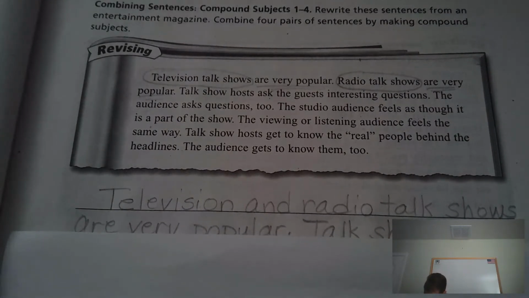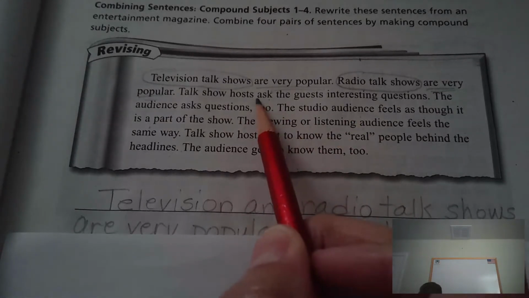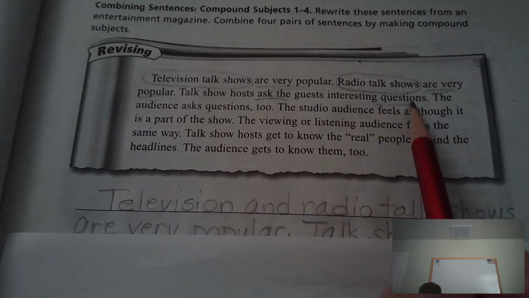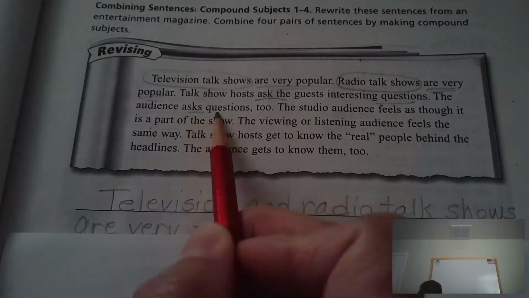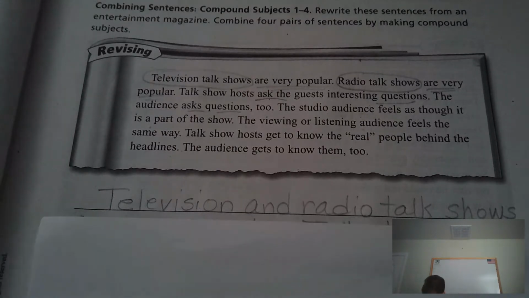Then we have talk show hosts ask the guests interesting questions. The audience asks questions too. Again, since we have the idea that they are both asking questions, we have the talk show hosts ask questions and the audience asks questions. So we can see that the predicate is the same in both of those sentences. One, they're described as interesting questions, and the other just simply says questions. But because the predicates are the same, we can then combine the subjects in those sentences.